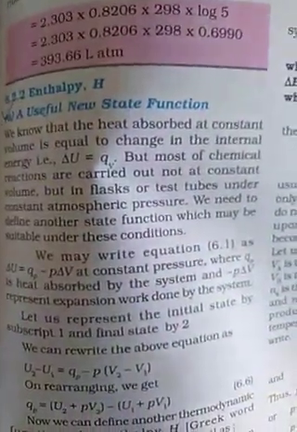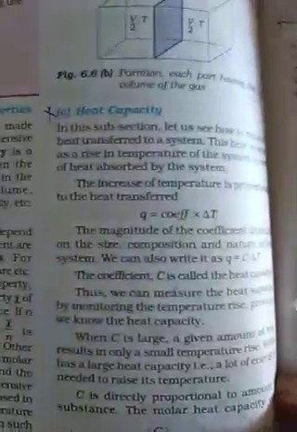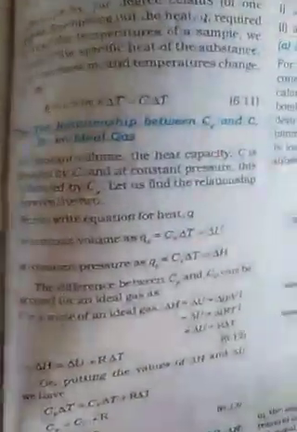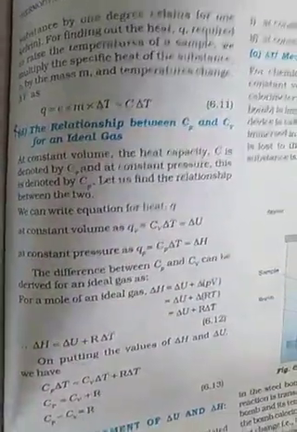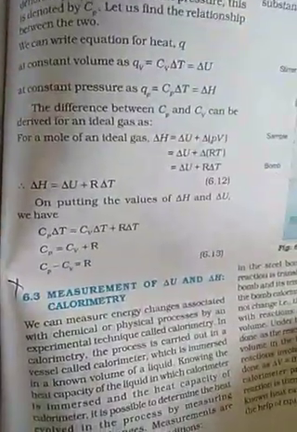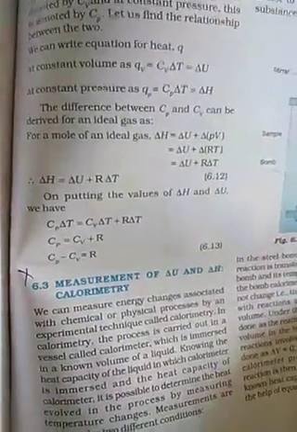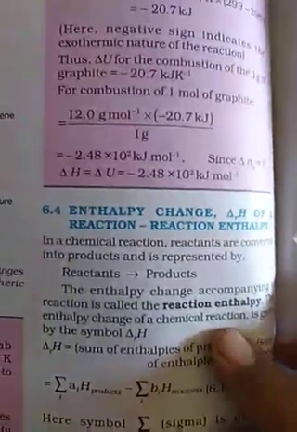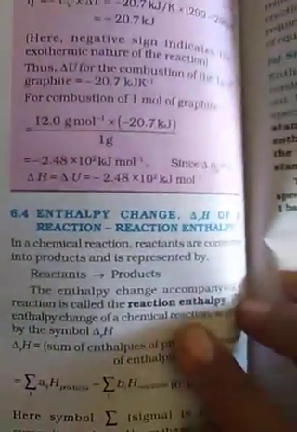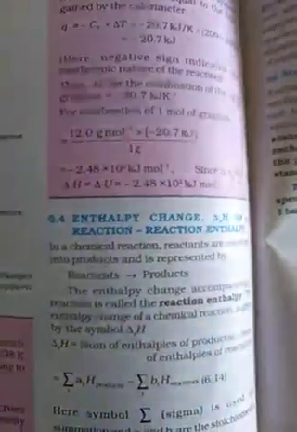Okay students, so today in my lecture I taught you enthalpy H, a useful new state function, and extensive and intensive properties. Heat capacity is omitted. The relation between Cp and Cv is omitted. 6.3, measurement of delta U and delta H, calorimeter, is omitted. We will start from 6.4, enthalpy change, in our next lecture. Okay students.